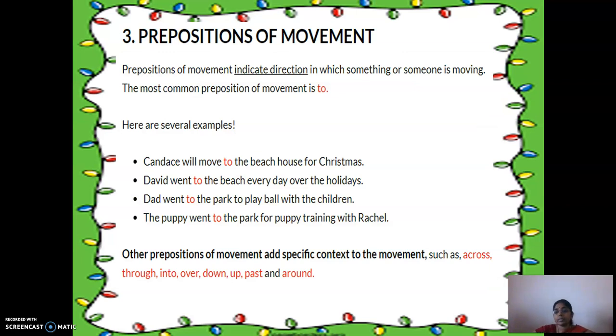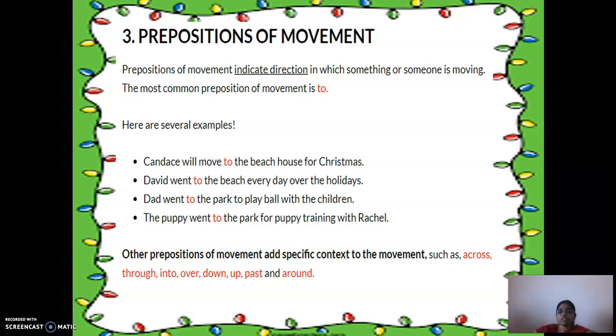So now we are going to learn in detail about prepositions of movement. Prepositions of movement indicate the direction in which something or someone is moving. The most common preposition of movement is to. Candace will move to the beach house for Christmas. David went to the beach every day over the holidays. Dad went to the park to play ball with the children. The puppy went to the park for puppy training with Rachel.